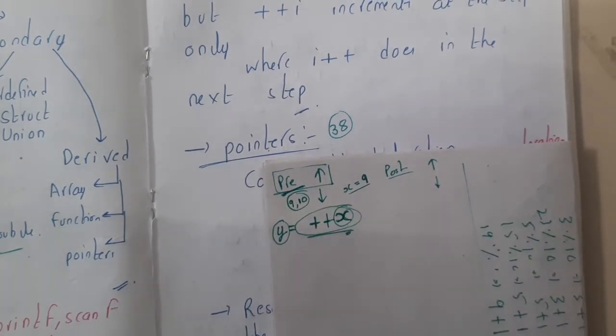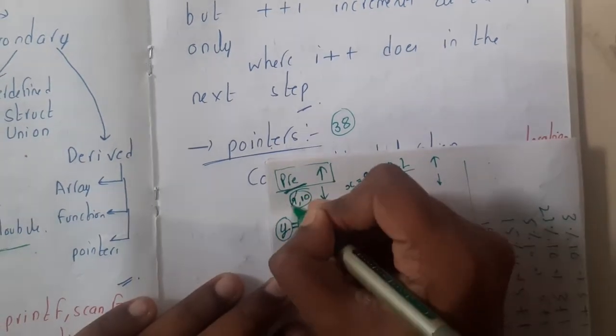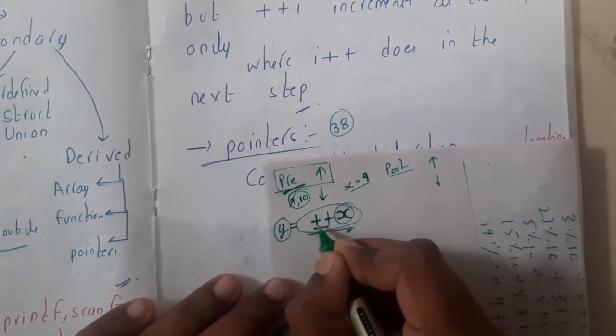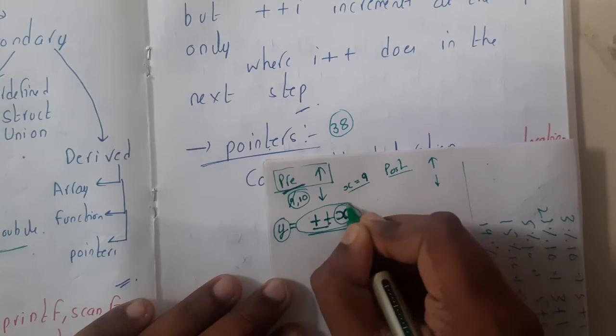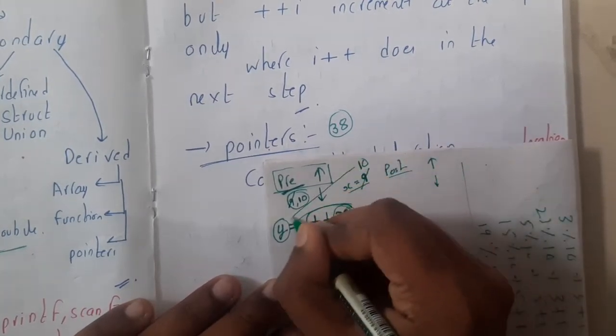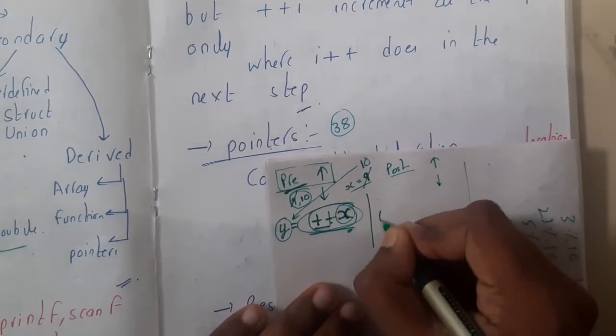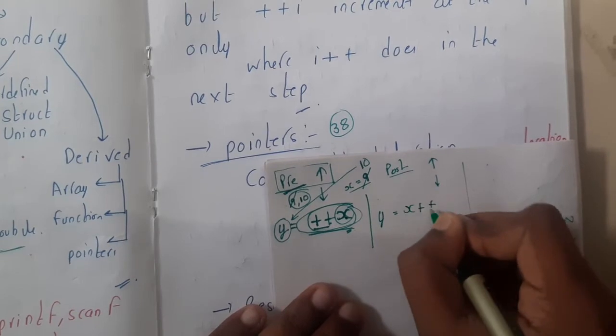A few might be saying that it will be 9, but you are wrong. It will be 10, guys. If it is plus plus x, it will increment instantly: it will increment to 10 and then substitute the value to y. Got it?